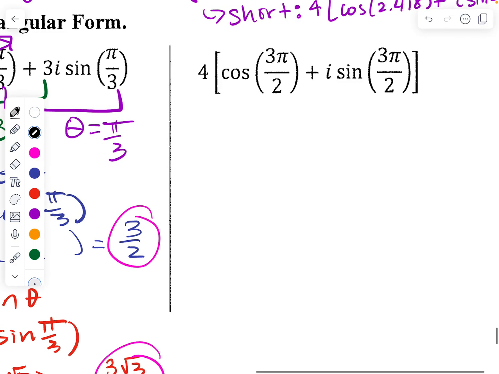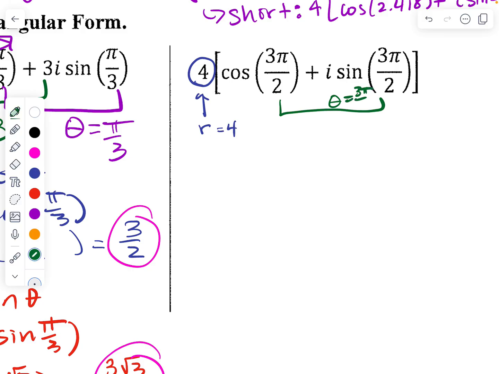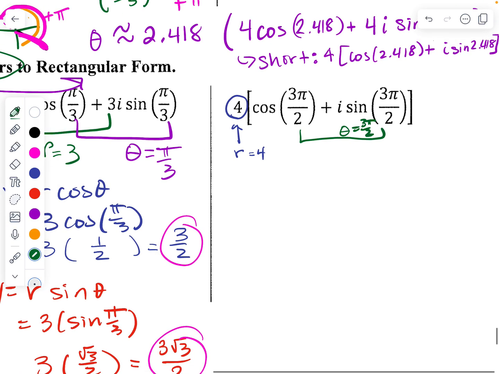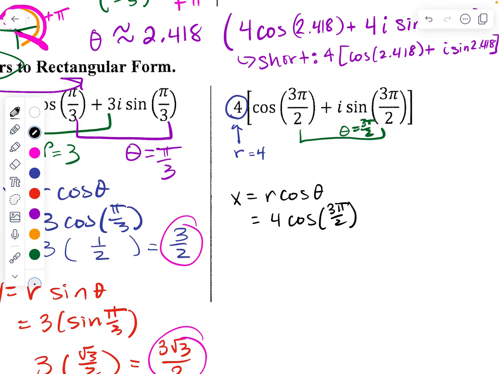We can also see and read through this that this is our radius here, and these are our theta. So we know that the radius is 4, whereas theta is 3 pi over 2. Let's convert this back to rectangular form. So x equals r cosine theta, and in this case r is 4, cosine of 3 pi over 2. Remember, 3 pi over 2, if I sketch it, is right here. This point is 0, comma negative 1, which is cosine, sine.